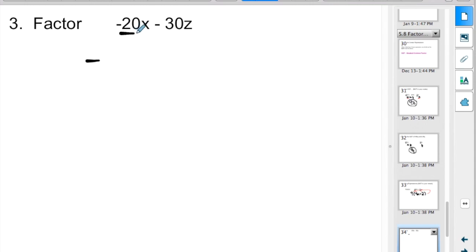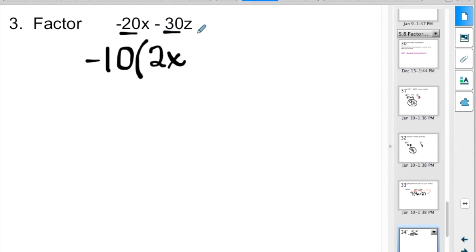Again, we start with the coefficients. I have my negative sign here. I can see that I've got a 20 and a 30 for my coefficients. So my GCF is 10. And I'm going to make it a negative 10 because the first term is negative. So the next thing that I do is I have to do my division. Negative 20x divided by negative 10. A negative divided by a negative is a positive. So that gets me a positive 2x inside the parentheses.